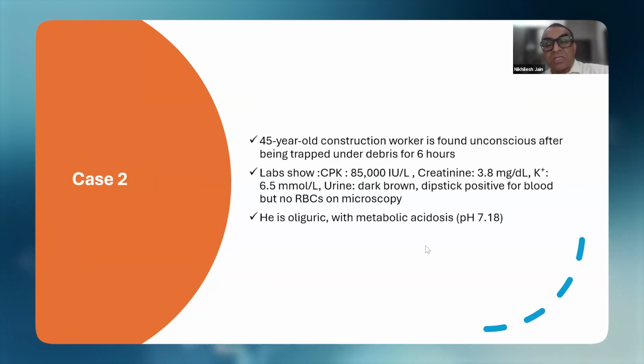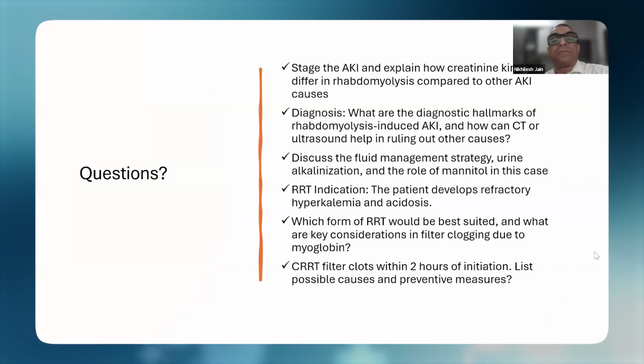You've got a 45-year-old construction worker found unconscious after being trapped under debris for 6 hours. Labs show a total CPK of 85,000 international units per liter, creatinine of 3.8 mg/dL, potassium of 6.5 mmol/L. Urine is dark brown, dipstick positive for blood, but no RBCs on microscopy. This guy is oliguric. He's got metabolic acidosis with a pH of 7.18.